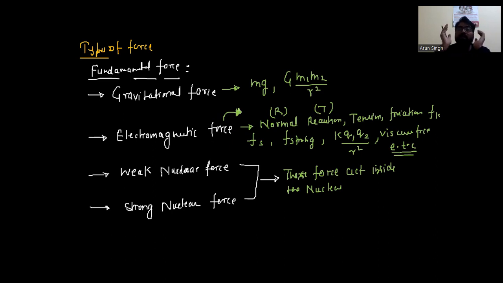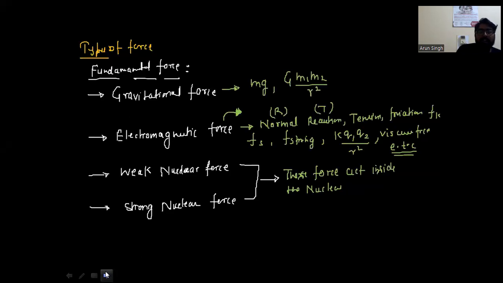Okay, we will go into this in detail. So weak nuclear force and strong nuclear force act in the nucleus only, and gravitational force we will study in the gravitation chapter. Okay, and electromagnetic force and electromagnetism is a complete part of class 12. Okay, we will study normal reaction, tension, friction here. Okay, now classification of force. How can you decide the type of force? So the next topic is classification of force.